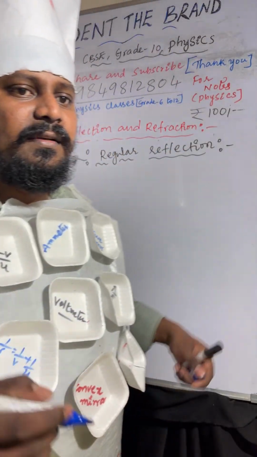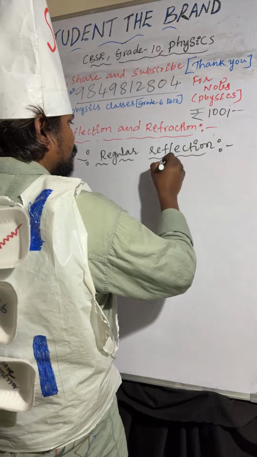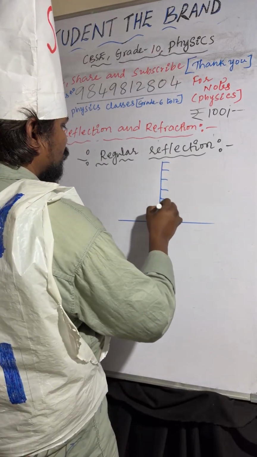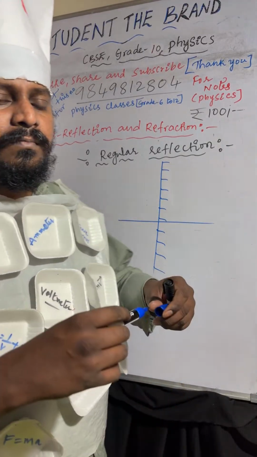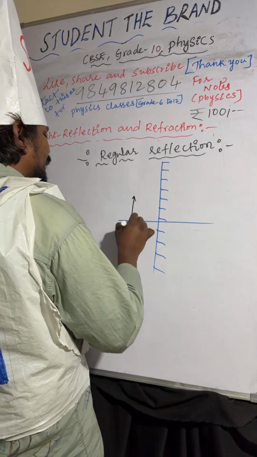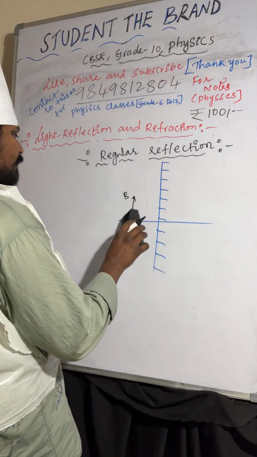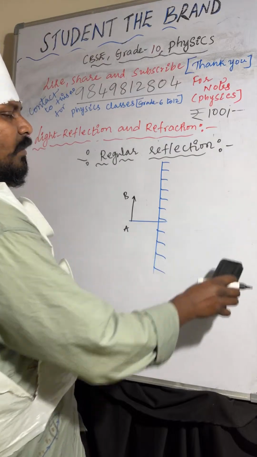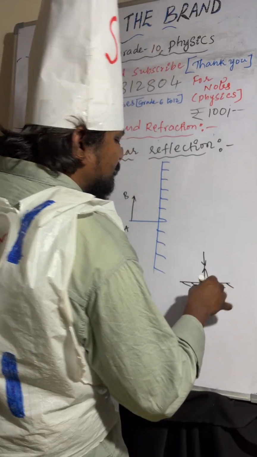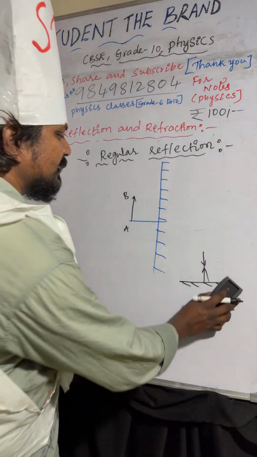Okay, so now you can see here. I am placing this object A, B. If the light ray is passing along the normal line, it retraces its original path. It moves in the same direction.